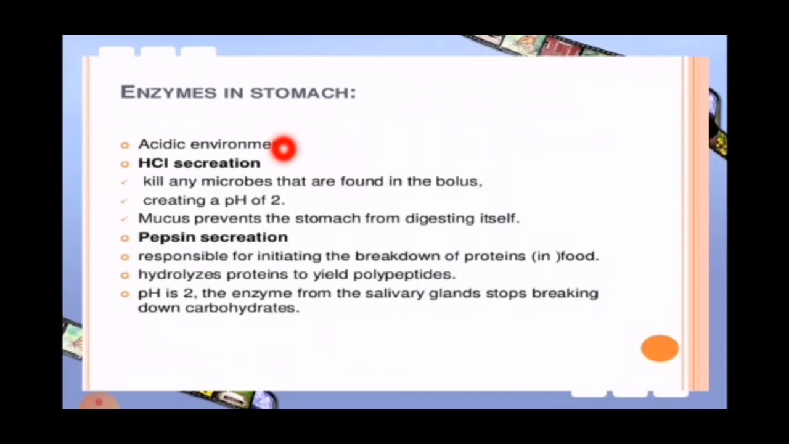Now, what are the enzymes in the stomach? The stomach environment is acidic. HCl is secreted to maintain the acidic environment and kill many microbes that are found in the bolus, creating a pH of 2. Mucus prevents the stomach from digesting itself. Pepsin is secreted, responsible for initiating the breakdown of proteins, hydrolyzing the protein into smaller compounds. Now, since pH is 2, the enzyme from the salivary gland stops breaking down carbohydrates, and these are the secretions of the stomach.